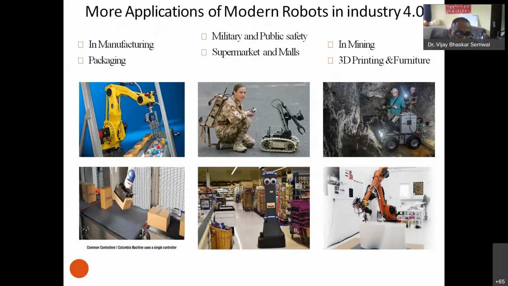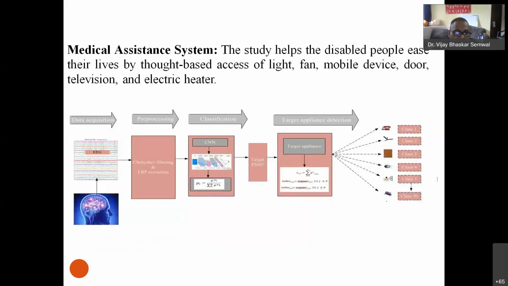In manufacturing, you can see that nowadays they use imitation-based learning. For child care, there are robots. For pedagogy purposes, they are teaching the child how to write A, B, C, D. Also packing, military and public safety. We can use them in supermarkets and malls, especially to guide people. We have to search what the price is, all sorts of things. In mining, 3D printing and furniture, these are the application industries. Okay, now I'm coming to one or two applications in which we are working.